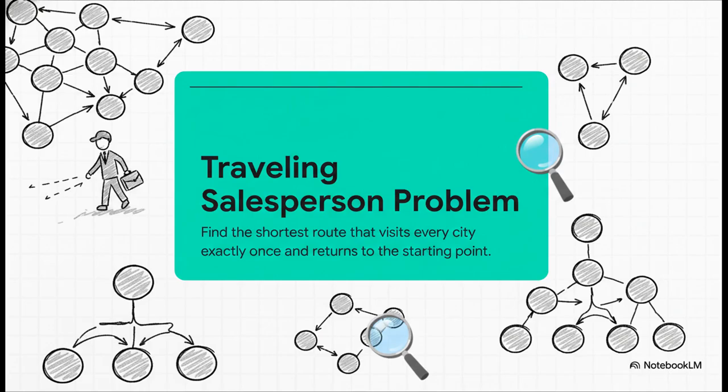So first up, we have the legendary traveling salesperson problem. Imagine you've got a list of cities, and your job is to visit every single one of them exactly once, and then get back to where you started. The real challenge? Finding the absolute shortest path out of a truly mind-boggling number of options. Trying to check every single route becomes totally impossible really fast.